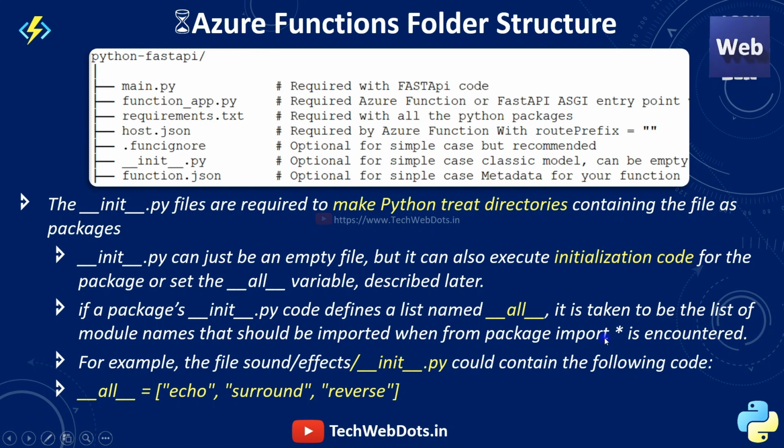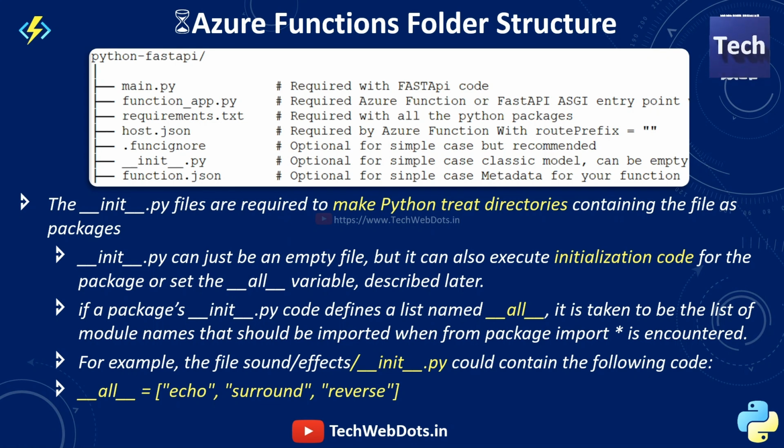We have discussed how we import packages, either the built-in ones or those which are in the solution itself. So this is the point we are referring to here. For example, in the sound effects folder, if we have this init.py file, it could contain the following code. This __all__ variable may contain the array of echo, surround and reverse. These three are the modules that will also be imported when we work with the sound effects package. I hope you are getting the importance of the init.py file. In our case we are not doing anything, as this is a simple case, but I just wanted to tell you the significance and importance of this init.py file.